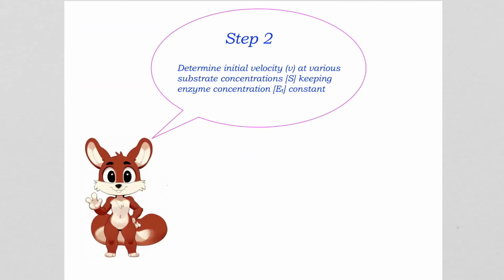In the next step of enzyme kinetics, we now determine the initial velocity at various substrate concentrations, keeping the enzyme concentration the same. The enzyme concentration is kept constant, but substrate concentration will change. So let's see how we determine the initial velocity under different substrate concentrations, keeping the enzyme concentration the same.